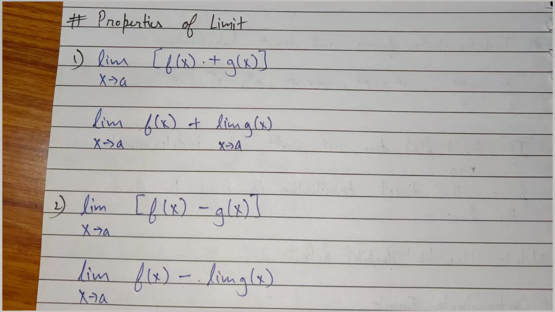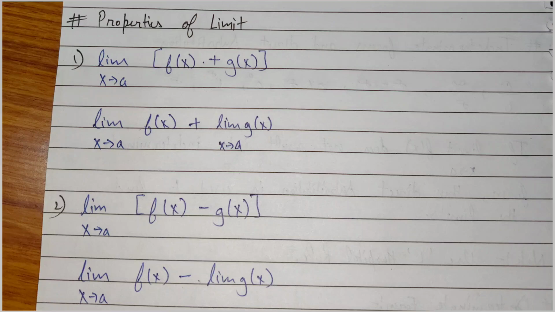Now we talk about the properties of limit. Basically, we have 5 properties of limit. Firstly, the first property, that is addition. We have a limit with two functions, f(x) and g(x). We add both functions, and separately we take the limits of both functions. Then we get the addition.